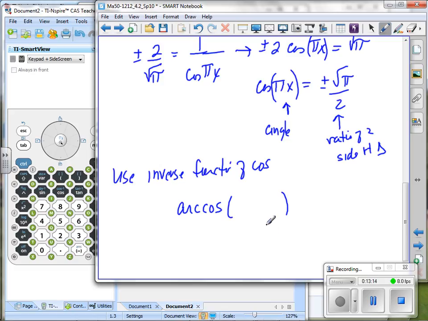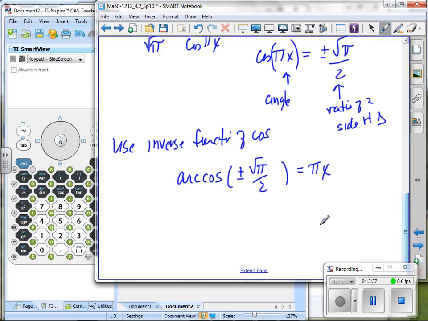Go back to what you know about inverse functions. What happens to the inputs and outputs when you do an inverse function? They switch. So now this is going to be the arc cosine of plus or minus the square root of pi divided by 2, the ratio, and we're going to come up with an angle measure. Now, can we solve for x? It's all right there. We go a long way around to get it, but we're going to have the arc cosine of plus or minus the square root of pi divided by 2, divided by pi, and that should be our answer.